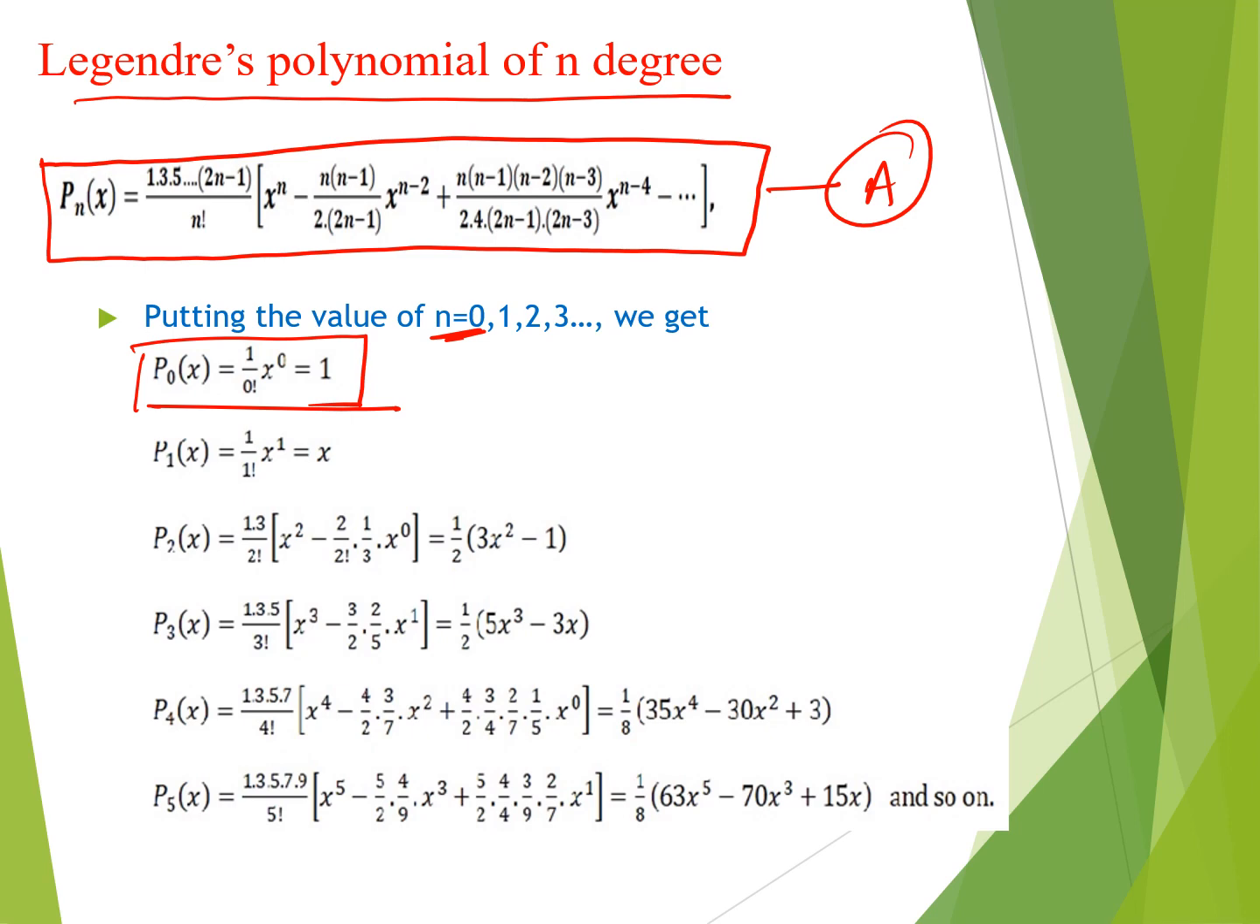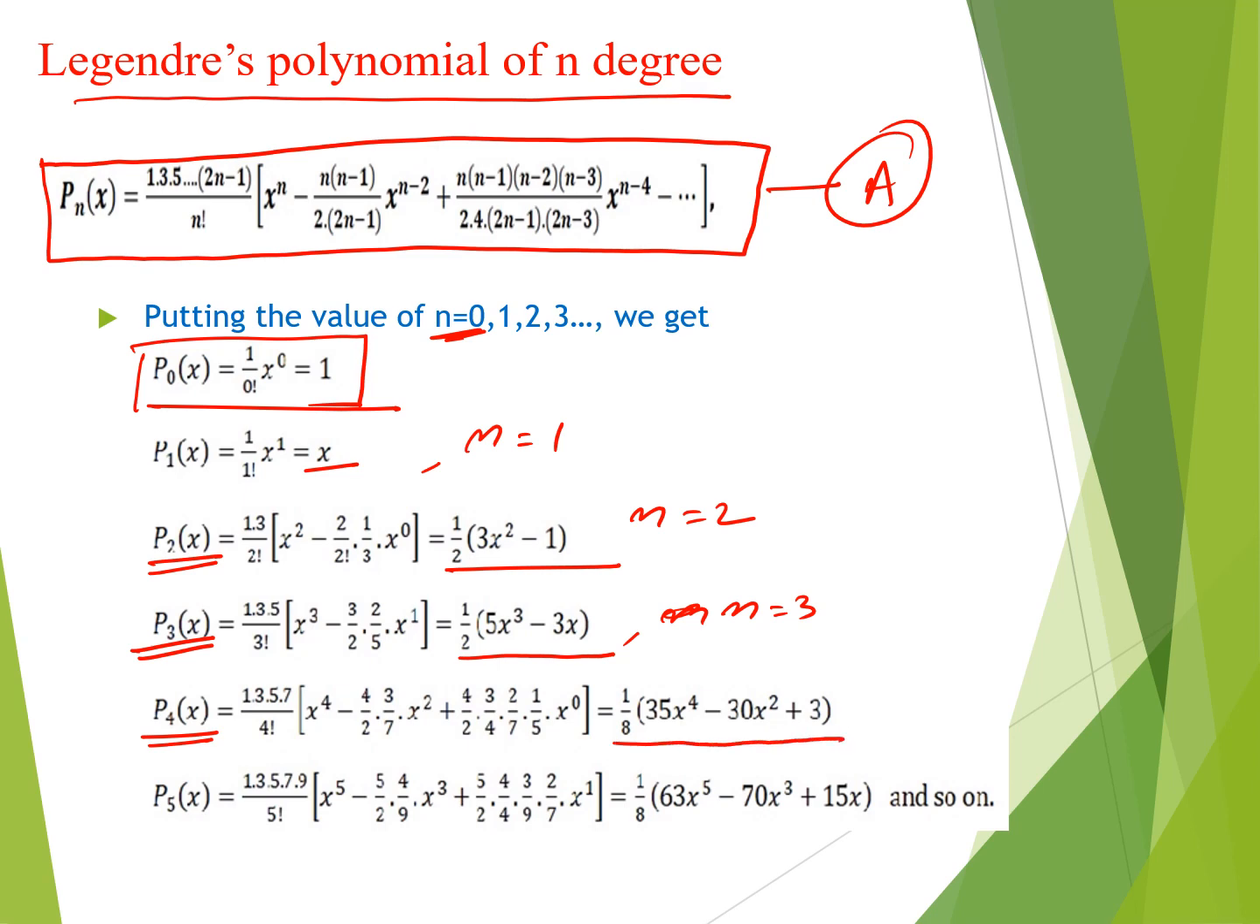When the value of n is equal to 1, we get x. When n is equal to 2, we get 1 by 2 into (3x square minus 1). This is the value of P2(x). Similarly, P3(x) is 1 by 2 into (5x cube minus 3x). This value we obtain when n is equal to 3. For n is equal to 4, we get 1 by 8 into (35x to the power 4 minus 30x square plus 3). Similarly for n is equal to 5, and so on.